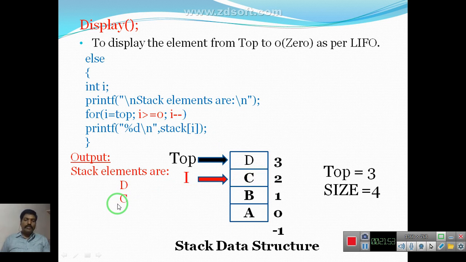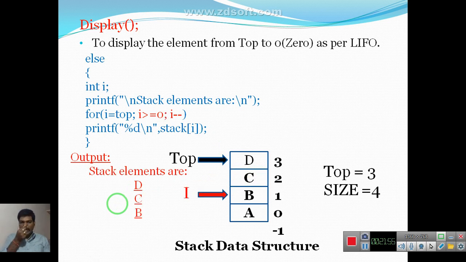Again, we are going to decrement one more time and check the condition again. Now after decrementing, the I value is 1. Our condition is true. We are printing the B.